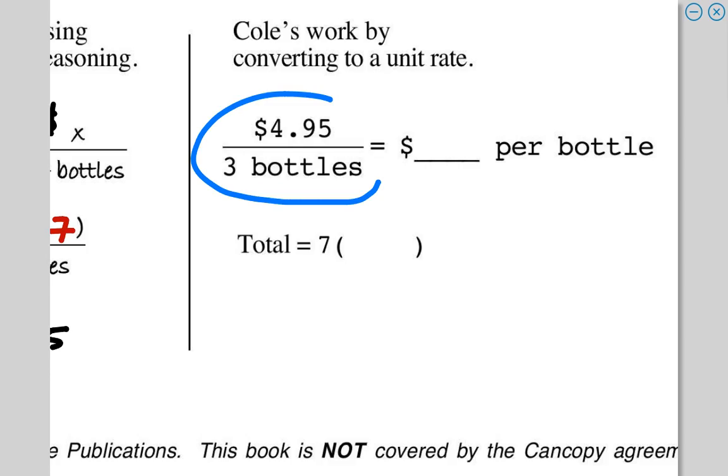Okay, now here's Cole's work. Rather than doing the cross multiplying, he just figures out how much is it for 1 bottle. So he spent $4.95 for 3. So you just have to do a quick division there. $4.95 divided by 3. And it looks like it's $1.65 per bottle. So if she buys 7, $1.65 times 7, and you'll get the exact same thing, $11.55.